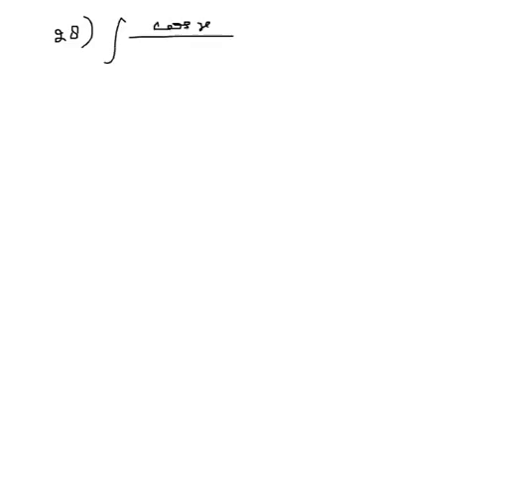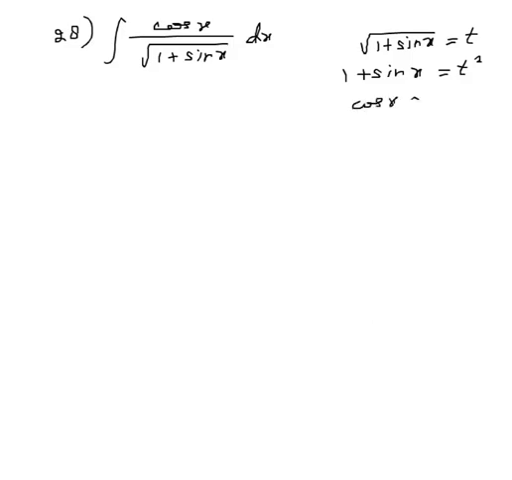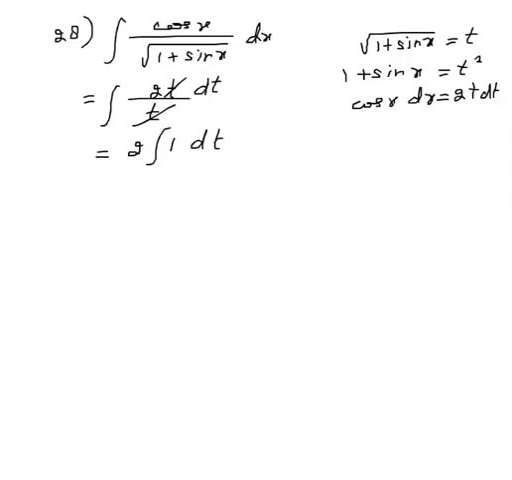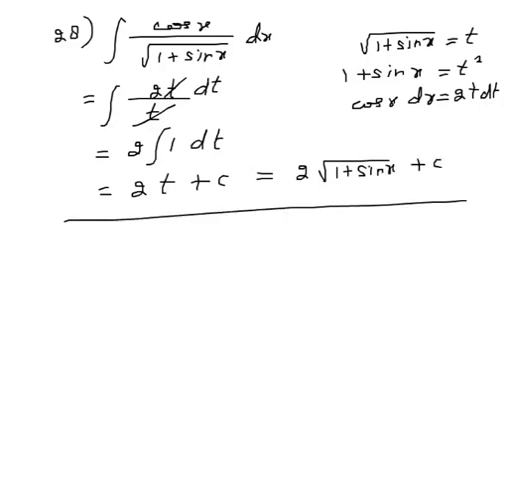Question number 28. Integral cos x divided by root of 1 plus sine x dx. We can substitute sine x as t, or 1 plus sine x as t, or root of 1 plus sine x as t. Square both sides. Differentiate. Differential of 1 is 0, so we get cos x dx is 2t dt. Let us substitute. The numerator becomes 2t dt and the denominator is t. It becomes integral of 1 dt, which is 2t plus c. Substitute for t. 2 times root of 1 plus sine x plus c.